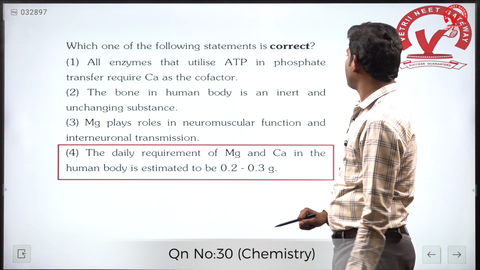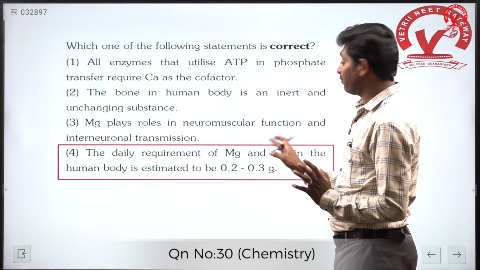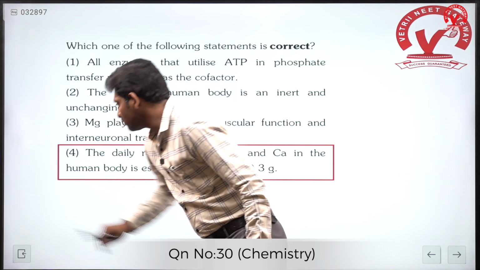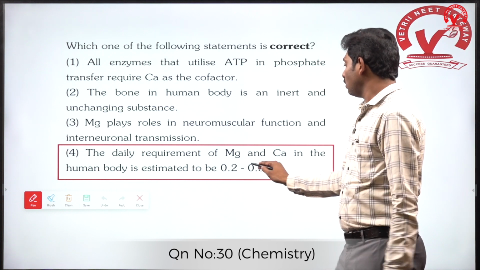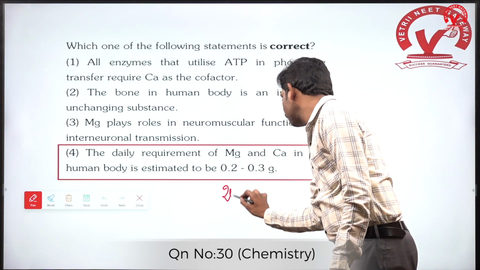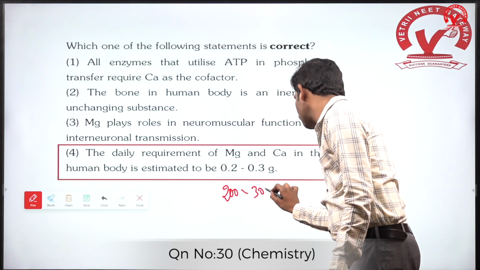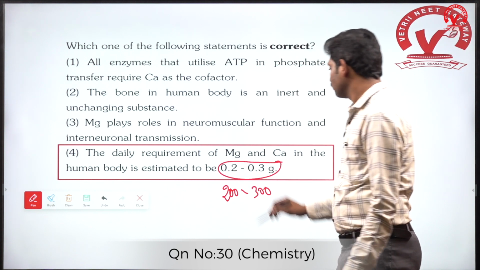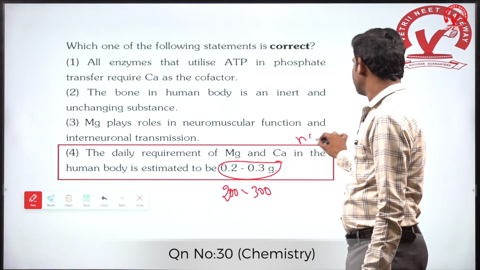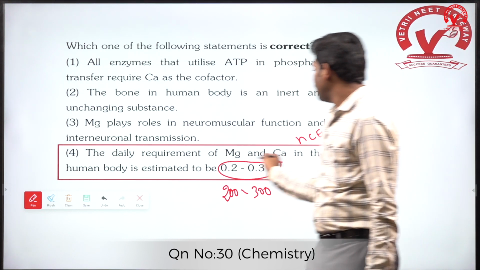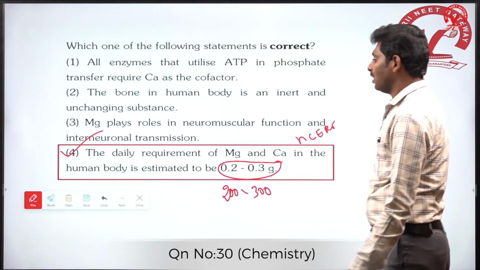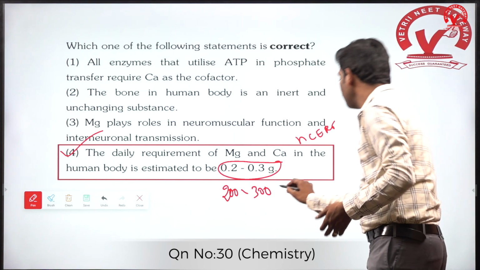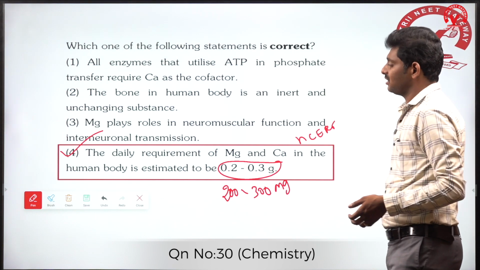Which of the following statements is correct? This is also a direct question from the NCERT textbook. You can check the fourth option, from the s-block elements, a biological importance question. In the book, 200 milligrams to 300 milligrams is given, which is converted into grams as 0.2 to 0.3 grams. Both are the same. So the daily requirement of magnesium and calcium in the human body is estimated as 0.2 to 0.3 grams, meaning 200 to 300 milligrams. It is a direct NCERT question.